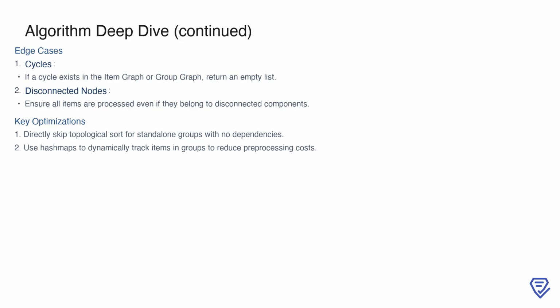Similarly, disconnected nodes must be carefully handled to ensure that all items are processed, even if they belong to isolated components. To optimize further, we can skip the topological sort for standalone groups that have no dependencies, directly adding them to the result. Additionally, using hash maps to dynamically track items within groups can reduce pre-processing overhead and improve efficiency in scenarios with large inputs.